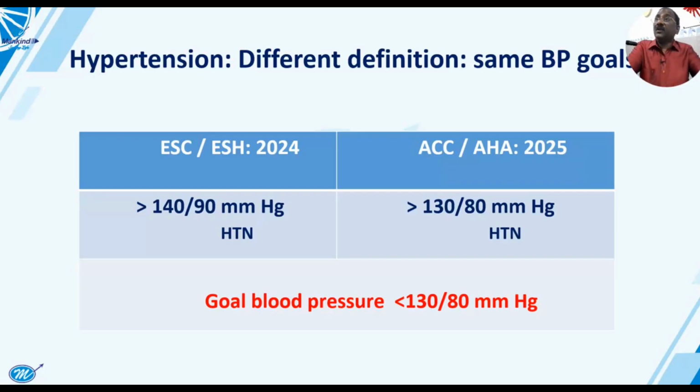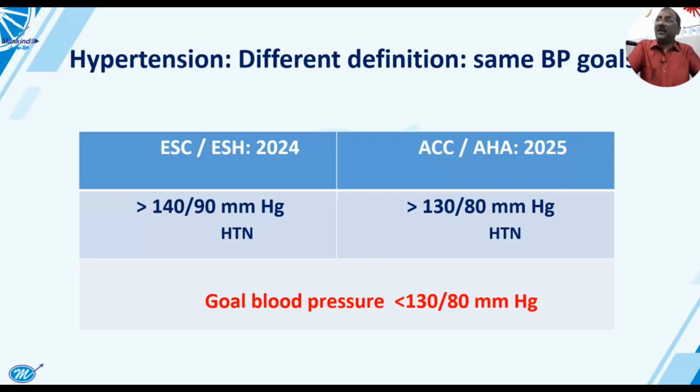When the systolic is more than 140 and the diastolic more than 90, we call it hypertension in the Indian population, but not in American. In America, when the systolic is more than 130 and the diastolic is more than 80, they consider them as hypertensives. Whereas the European countries, like our Indian standards, use 140 by 90.